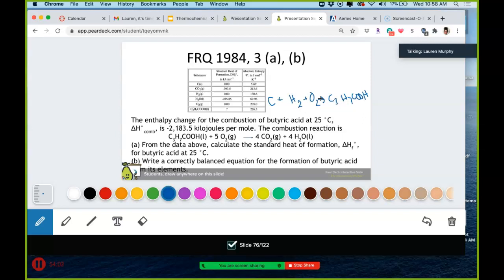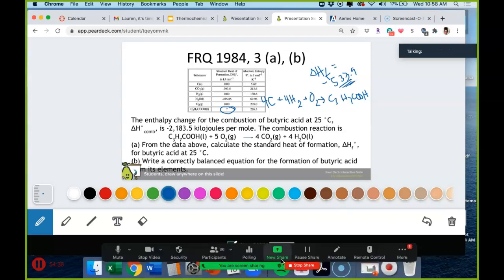So 3 carbons plus 1 more carbon is 4 carbons. There are 7 plus 1 more, there's 8 hydrogens, so 4 times 2 is 8, and 2 oxygens. Oh, this one's nice. This one doesn't have fractions. So this is the formation of a compound from its elements. And this has a number. The delta H of formation we just calculated was negative 533.9. That's what would have gone right here. Okay, that's its enthalpy of formation, meaning when you form butyric acid from its elements, this much energy is released. Any questions?